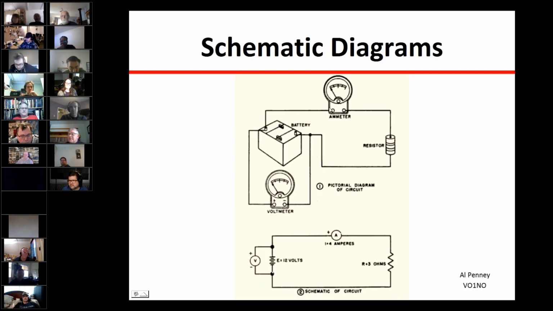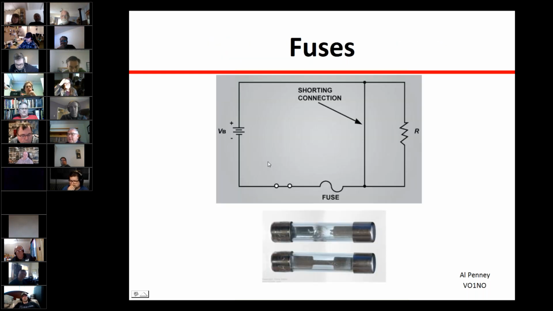Now here's a schematic diagram. We're past fuses now. Any questions on fuses?